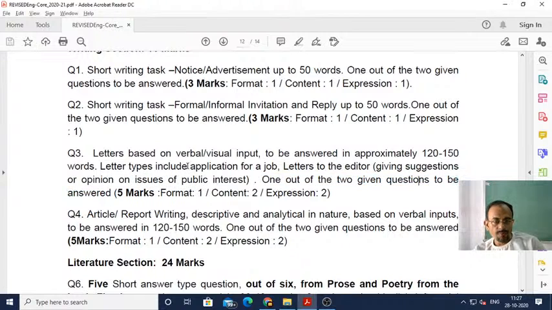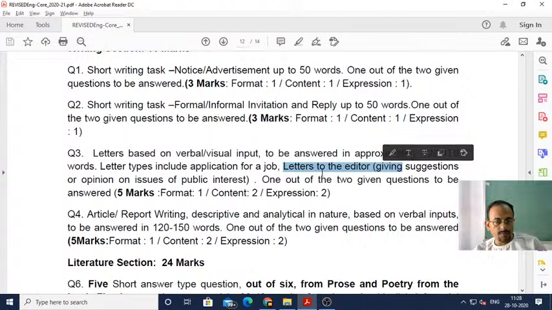It means you shall be given two types of letters in this question. One is a job application, and another is letters to editor, and you've got to answer any one type of letter. So you have the privilege to prepare for any one type of letter as well. Letters to the editor, I hope, will give you more marks, and it is easier than job application. So you can prepare letters to the editor.